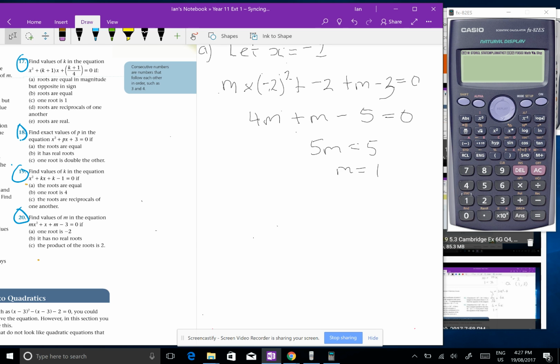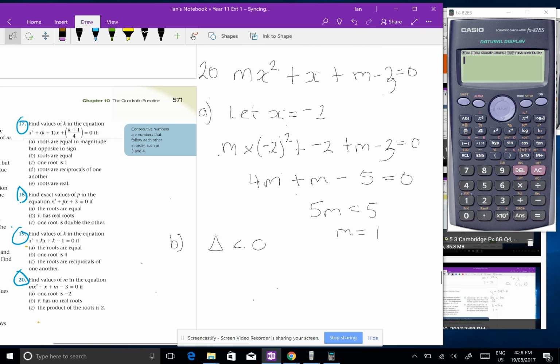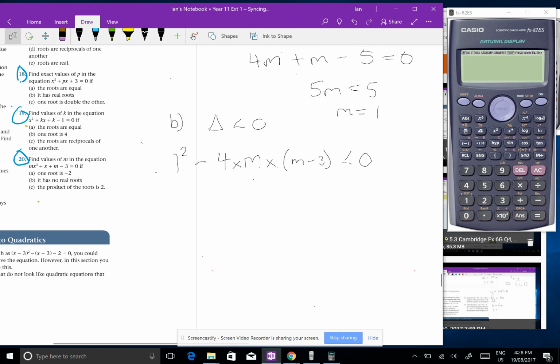It has no real roots. If it has no real roots, the discriminant is less than 0. So here we go. b squared, well, b squared is 1, 1 squared minus 4 times a, and the a is an m, times c. And I'll put this in brackets, m minus 3. And that's got to be less than 0. So we're going to get a quadratic. I'm going to get 1 minus 4m squared plus 12m. It's less than 0.